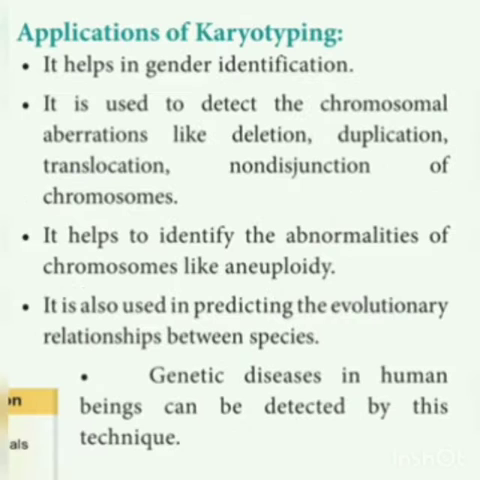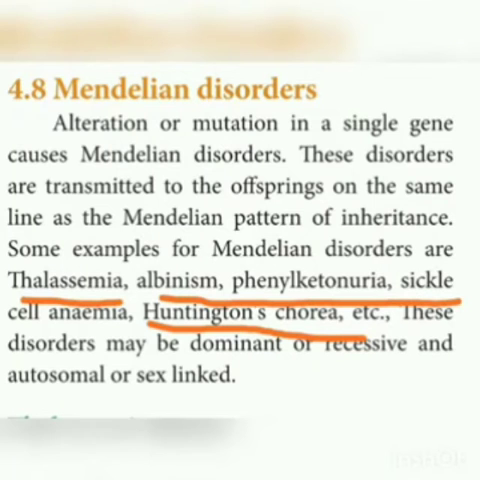And then applications of karyotyping are also important. So you have to read all the 5 points and write all the 5 points. Okay, next is what is pedigree analysis. You read. And then in genetic disorders, Mendelian disorders are there, and chromosomal abnormalities are there. So Mendelian disorders: thalassemia, phenylketonuria, albinism, Huntington chorea. So you read all that, just go through that.